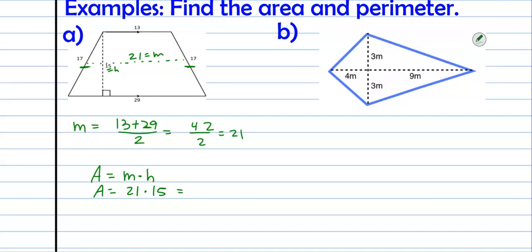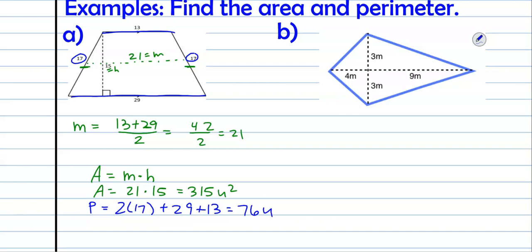where do I have that one? 315 square units, because it's area, we have to remember to use square units. We weren't given any units, so we'll just use the little u. And then perimeter isn't so bad right now. We have two 17s that need to be added, so I'm just going to do 2 times 17, plus we have a 29 and a 13. And when you add all of that together, you get 76 units. And that one is done.